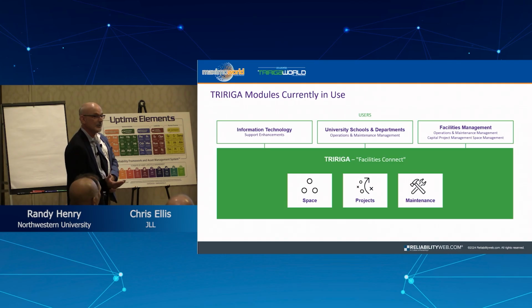The universities and schools use the operation maintenance for submitting service requests, things like this. And obviously facilities uses it for O&M, parts inventory, some assets that we maintain. We do have capital projects for obvious reasons, new building and renovations, et cetera. The project managers use that. And then one of the reasons that we got it in the first place, and I'll share that with you, is space management. We do an annual space assessment every year.